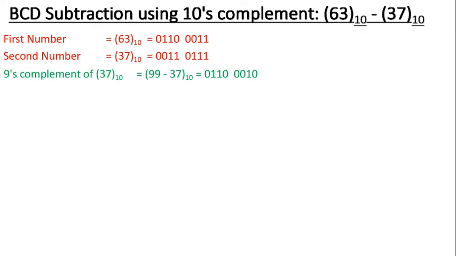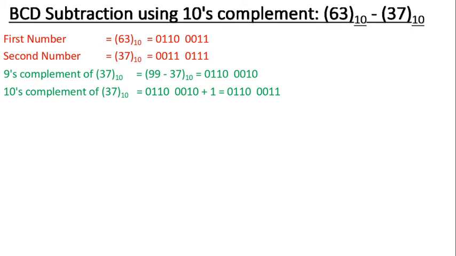Now this is about the 9's complement, but I want to use the tens complement. Tens complement is nothing but 9's complement plus 1. So in this subsequent line, the tens complement of 37: the 9's complement written 0110 0010 plus 1. On the extreme right in this line, I get the tens complement, which is equal to 0110 0011. So now I got the tens complement.